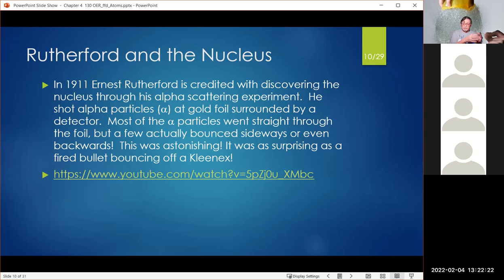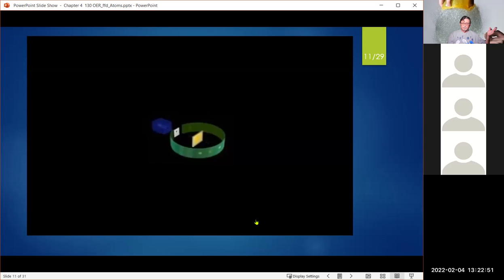That was determined by JJ, okay? And so there must be something that's very heavy causing these particles to be deflected, right? And some of them were deflected right back to the sensor. It's similar to what they want to suggest is firing a bullet through a Kleenex and it bounces right back to you, to give you a perspective here. Okay, so here's Rutherford.